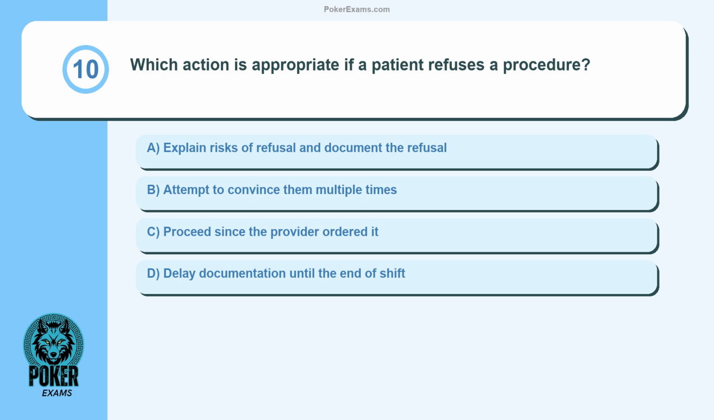Question 10. Which action is appropriate if a patient refuses a procedure? Explain risks of refusal and document the refusal. Attempt to convince them multiple times. Proceed since the provider ordered it. Delay documentation until the end of shift.